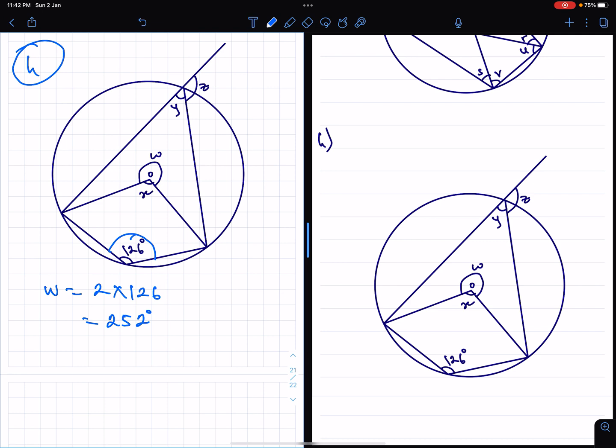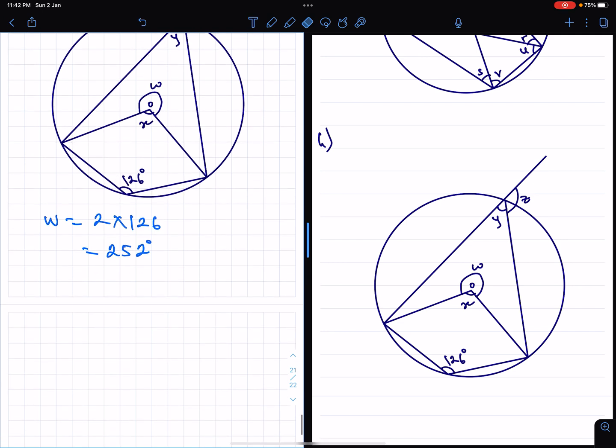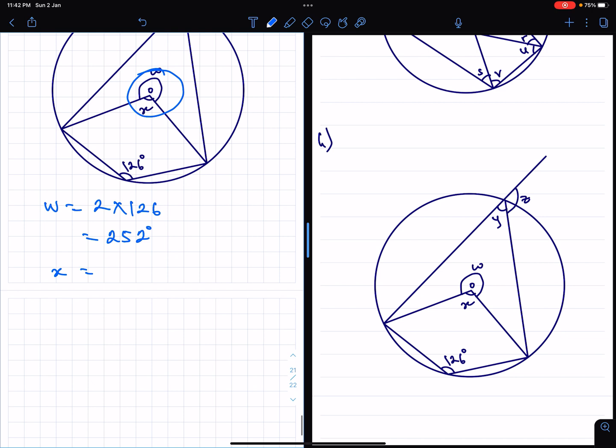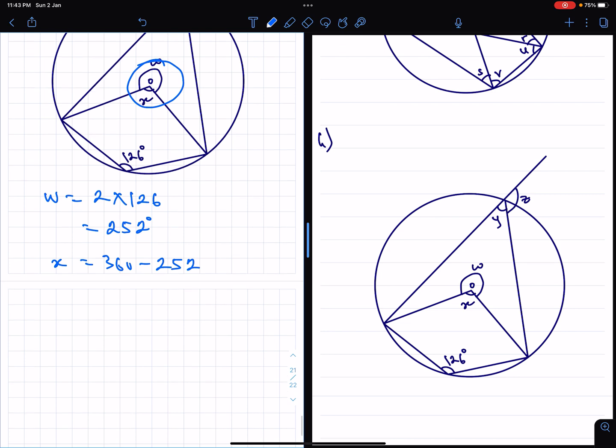I've told you to always take note that they face the same side. This one faces down, and the one at the center, that will be double that, will also face down. So that's that. First of all, if I already know W, X plus W is 360 degrees, sum of angles at a point. So X is 360 minus W, which means 360 minus 252, and that's 108 degrees.